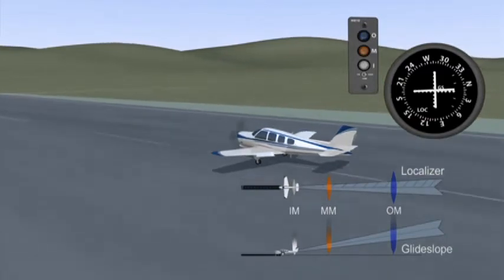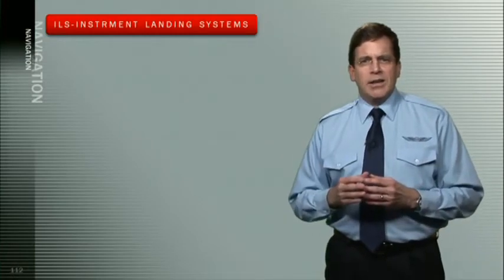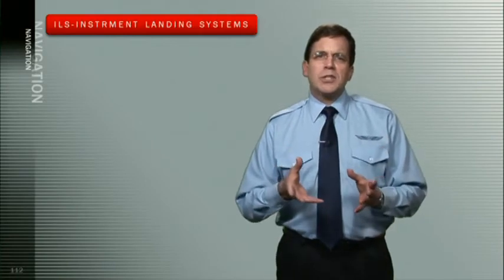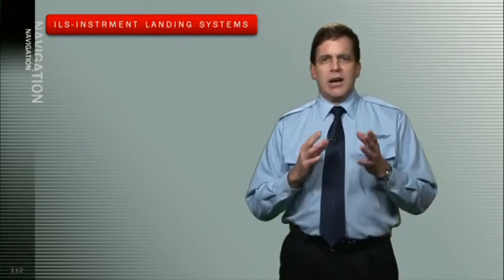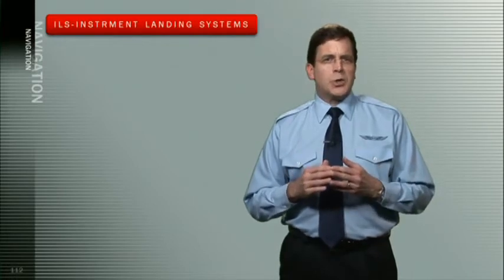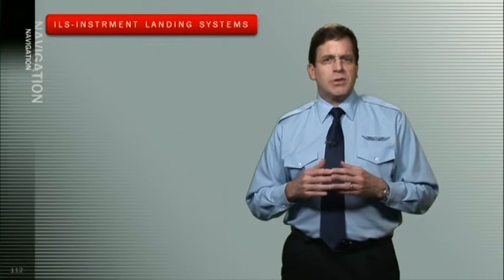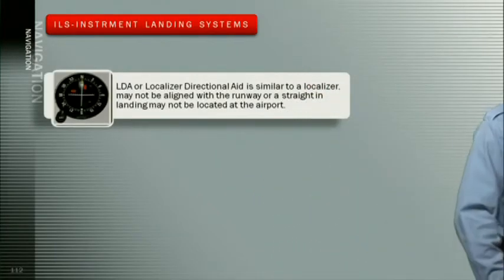Now, here are some other types of navigation facilities you may encounter. They're still in use, but they're increasingly hard to find. We've included them in the ILS section because they use a localizer type system that displays on your VOR. They are the LDA, or Localizer Directional Aid, and the SDF, or Simplified Directional Facility. We'll look at the LDA first.